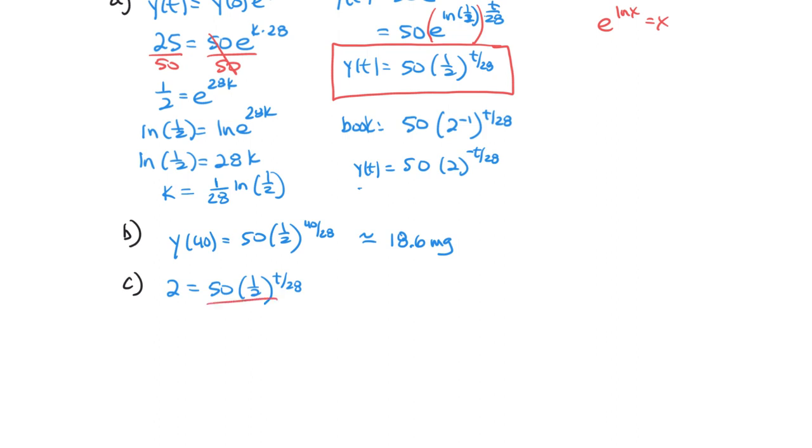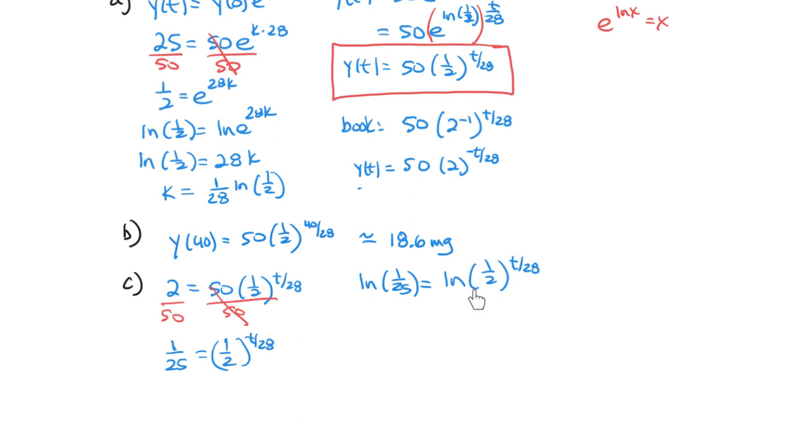So for this one, I'm going to isolate that 1/2, so I have to divide everything by 50. So that's gone. 2 over 50 is the same as 1 over 25, equals 1/2 to the t over 28. And now to get at this thing, I need a log or a natural log. I'm just going to keep using natural log. You can use log base 10 also, common log, that works okay. But I'm just going to use natural log, so I get natural log of 1/25 equals the natural log of 1/2 to the t over 28.